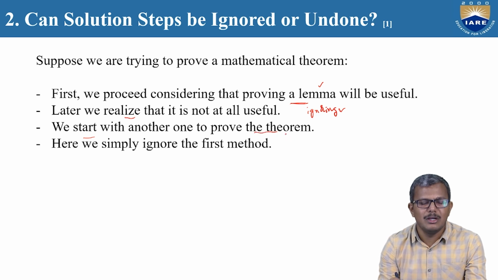So in this case, what happened? Whatever first thing we provided, we are simply ignoring. Okay, so that is a characteristic. So what is that? Can solution steps be ignored or undone? Here we have seen one particular scenario where we can ignore already provided solutions. Let us try to understand when this undoing will be possible.